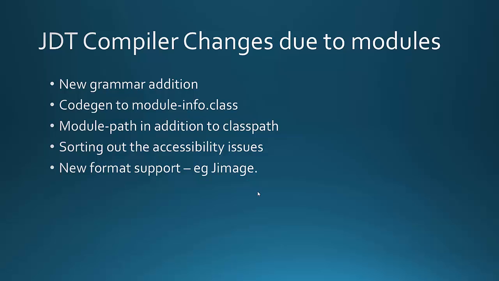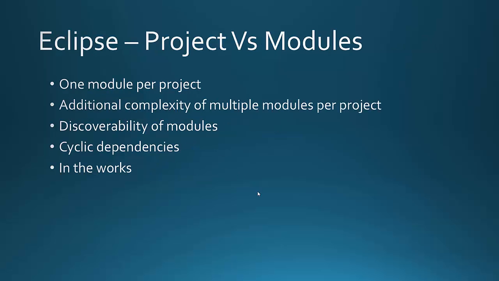From the larger JDT perspective, the module system may introduce a change in the model itself, which brings us to the project versus module concept. The project-module interdependency is something which we are in the process of defining. Most of the model changes have direct dependency on this. Currently, one module per project is decided.